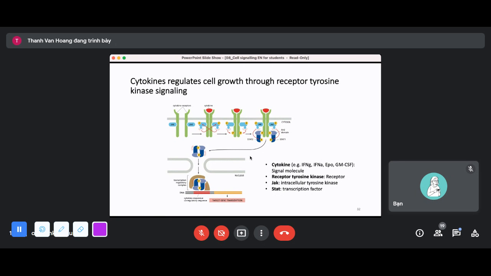Cái gì đóng vai trò là cái tyrosine kinase đấy hả các em? Các bạn. Nó là cái chắc đúng không? Chắc. Chính xác nhá.